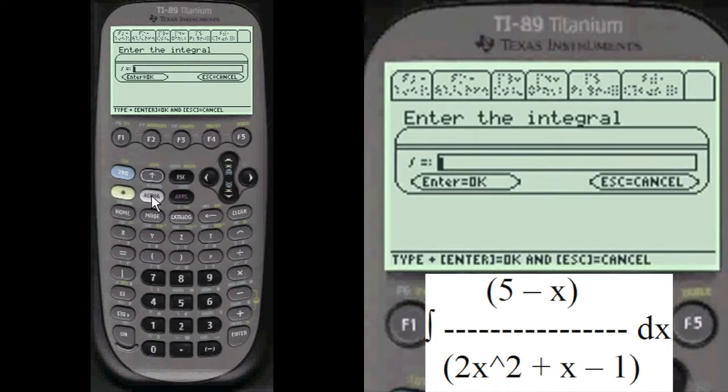Press alpha before you enter anything here. Alpha. Because there's more terms in the numerator, we have to go parentheses, 5 minus x, close parentheses, divided by, open parentheses, 2 times x squared plus x minus 1. This is a test problem.